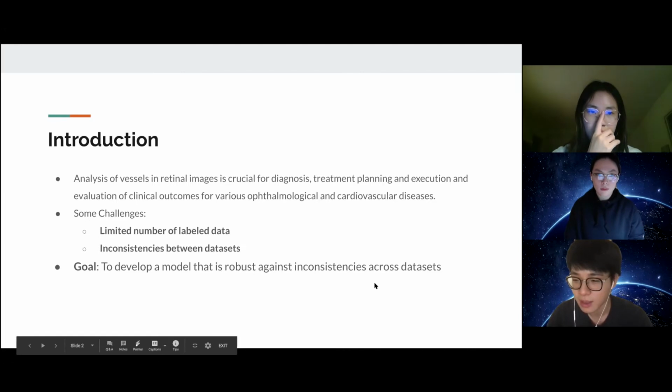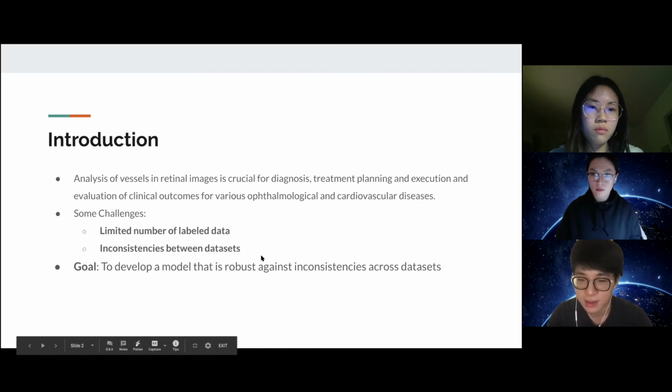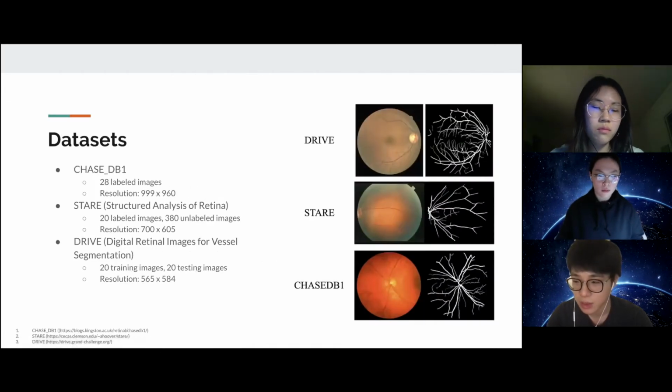In reality, we often need to train on given datasets and inference on unseen data. Therefore, we need to develop an automated process to perform the segmentation task, and it should be robust against the inconsistency across datasets. In this project, we use three different datasets, the CHASE DB1, STARE, and DRIVE.